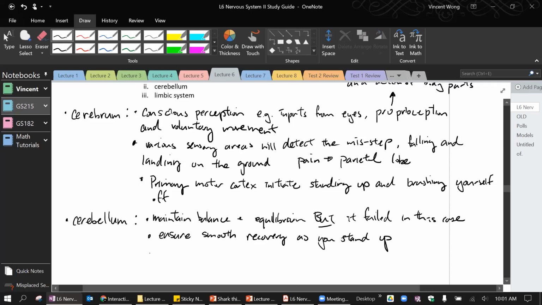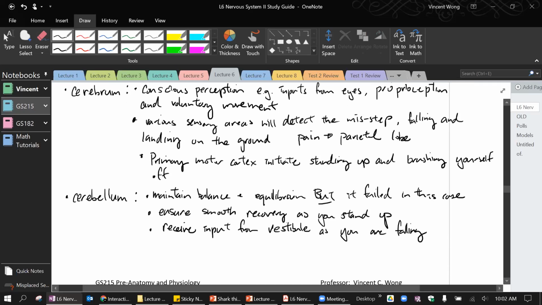Okay. Now, it will also receive input from, well, we haven't really learned this yet, but I'm just gonna put it here. When you come back to it, you can look at it from the vestibule, which is a part of your inner ear that detects when you're falling. We'll learn that in the sensory organs next week. So it receives input from the vestibule as you are falling. Okay. So again, that's next week.